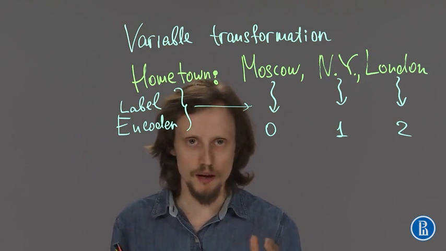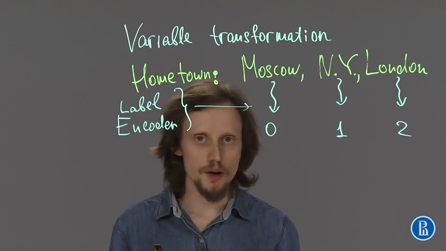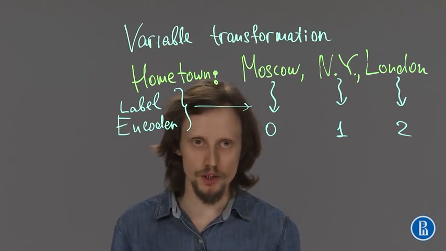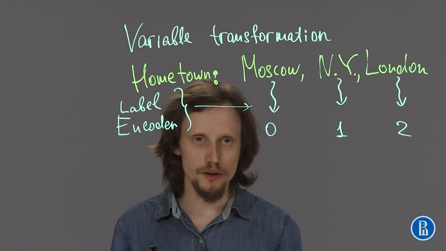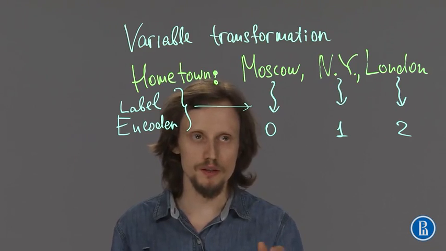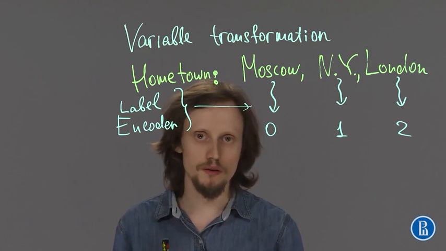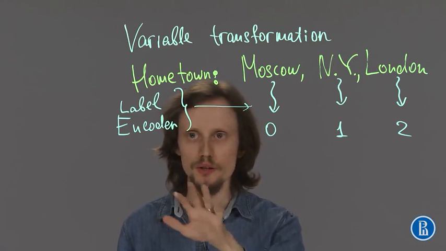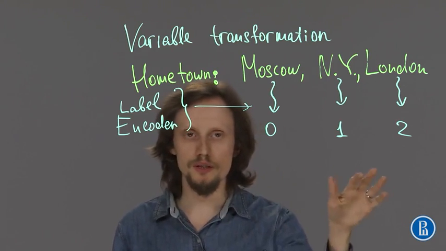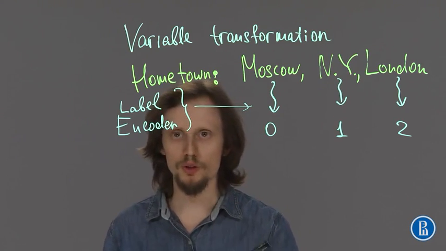So for some models of machine learning, this is not a problem. But for some other, like linear regression models, this is a problem because they assume that when they see a number, this number has the appropriate numerical value, numerical meaning. And in this case, we have to introduce another encoding schemes. For example, the very popular one-hot encoding.